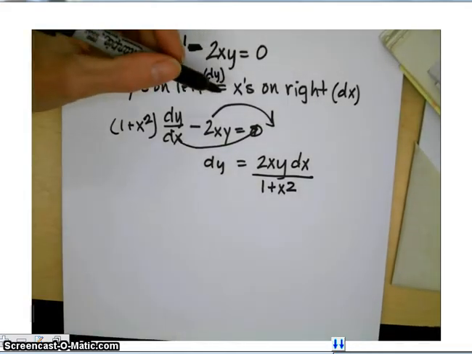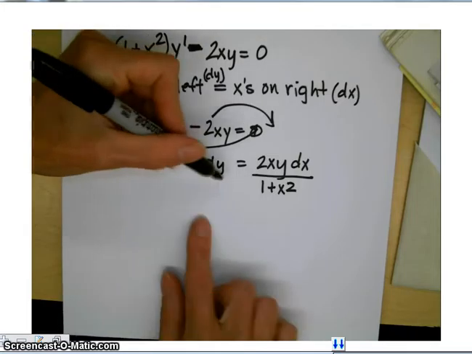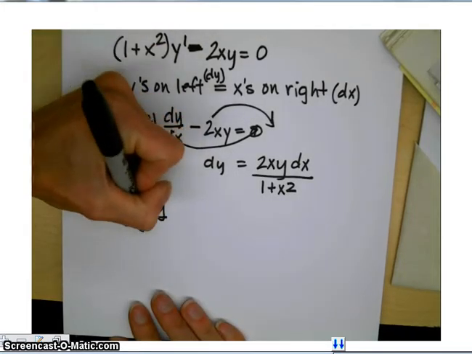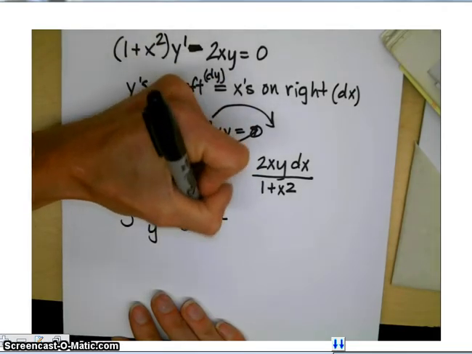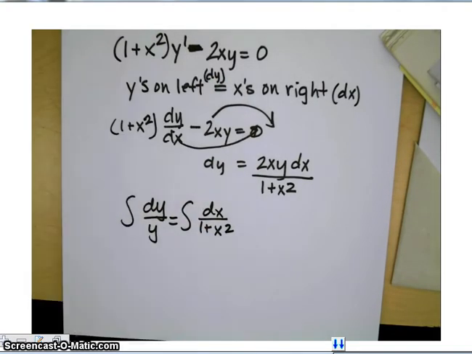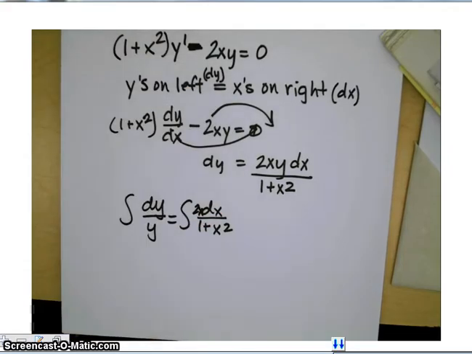Okay, so what should I do now? Divide both sides by y. So I'll be integrating dy over y equals the integral of dx over 1 plus x squared. That is what I need to integrate. All right, so what is the antiderivative of dy over y? Oh, I forgot the 2x. Okay, good. 2x dx. Thank you.